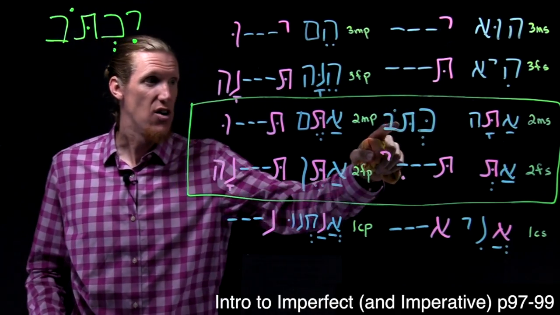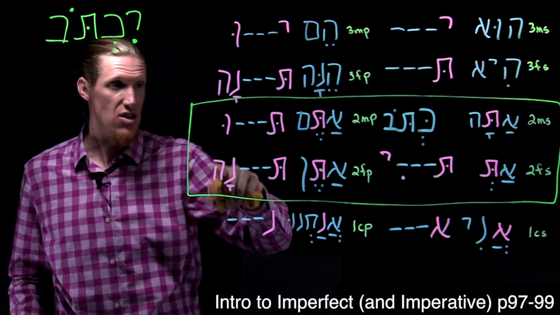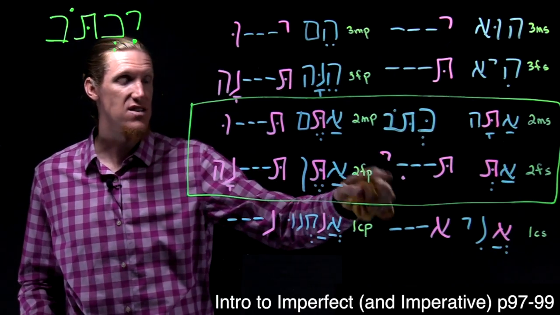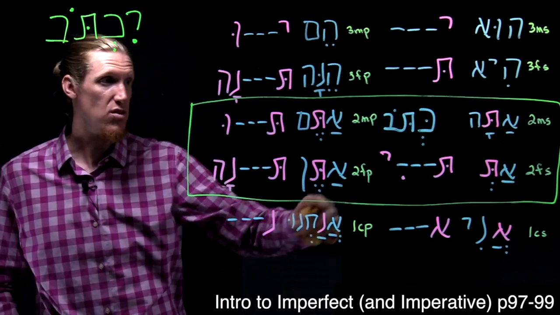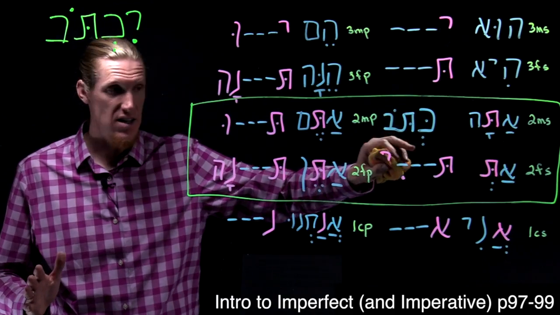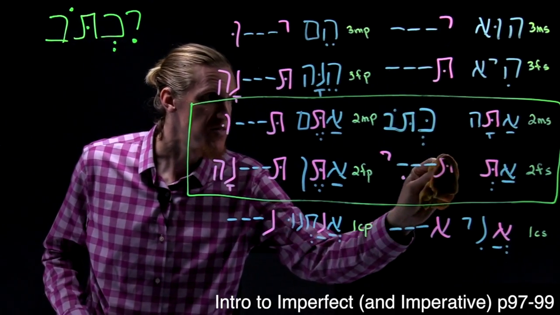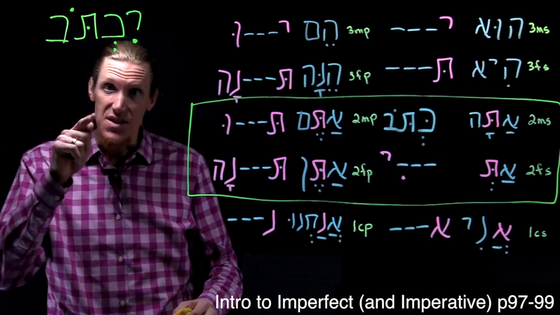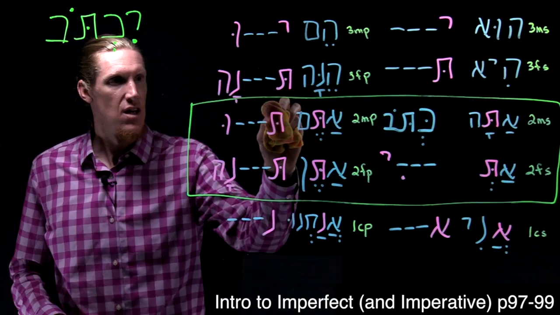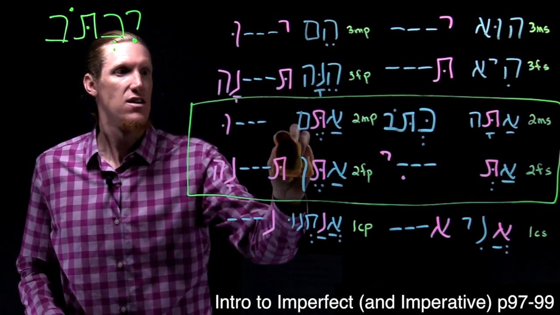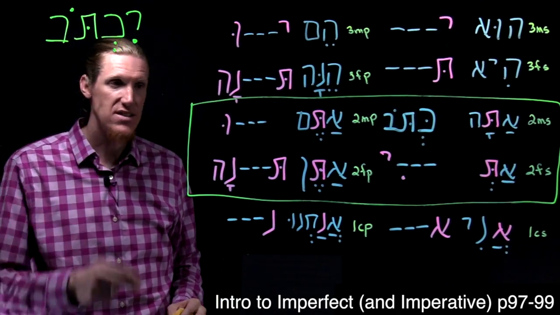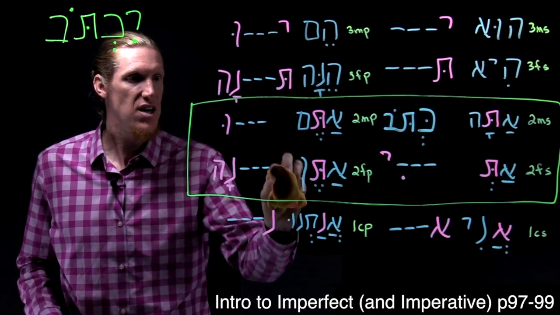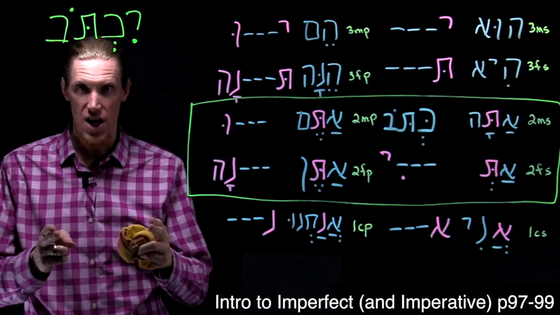And you can see there are 4 different endings here in the second person to differentiate between masculine singular, feminine singular, masculine plural, and feminine plural. The masculine singular has no ending, which is usual. If we take off the prefix here, you're left with you feminine will write. Kitvi, feminine singular. Kitvu, plural masculine, y'all write. And the feminine y'all is ketovna.